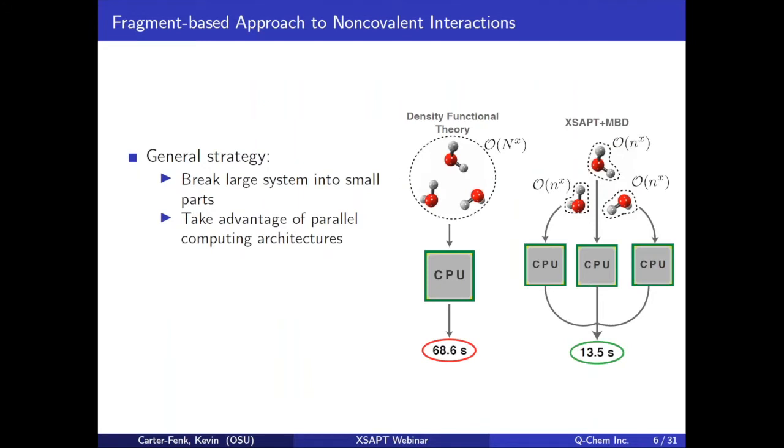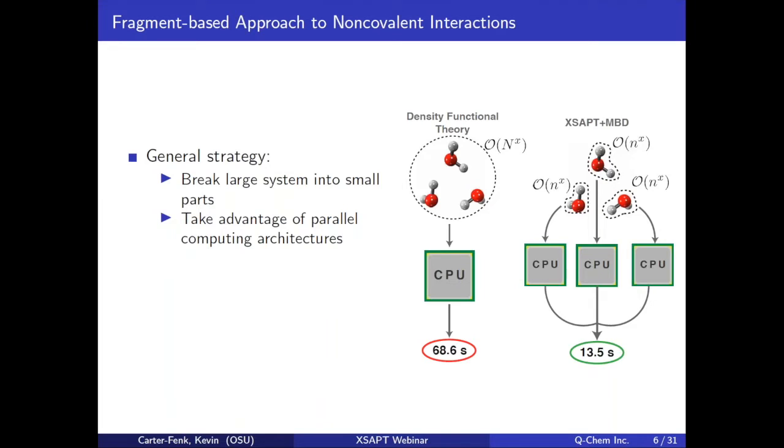So one way around this is via this fragment-based approach to non-covalent interactions. And the general strategy here is to take some larger system that may be intractable depending on the method that's applied to compute under the full supersystem basis, and break that system into discrete subsystems.